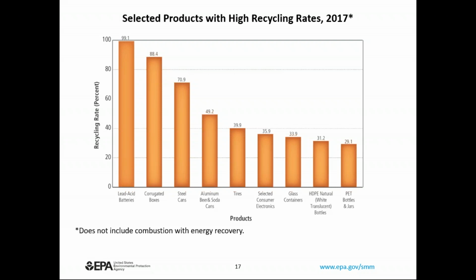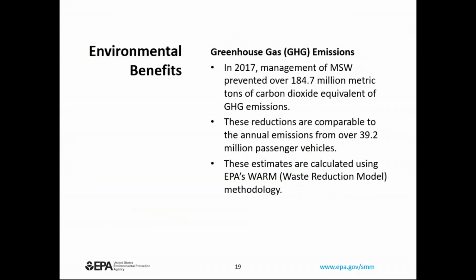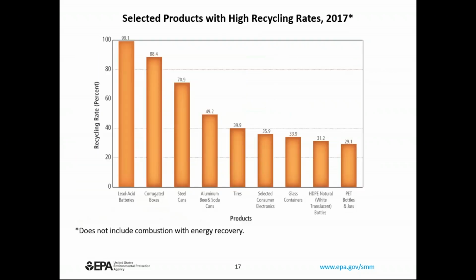Next bar over, 88.4% of corrugated boxes were recycled, down from 92.5% in 2016. About 40% of tires by weight were recycled. This does not include combustion with energy recovery. And about 36% of selected consumer electronics were recycled. These included computers, TVs, cell phones, and similar items.